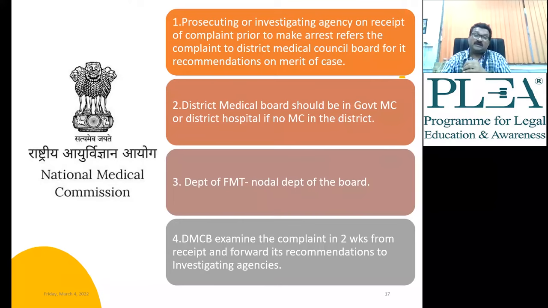Then it said, if there are government medical colleges, just like we have in Mumbai and Pune, multiple districts have them, and there the department of FMT, that is our department, forensic medicine and toxicology, should be the nodal department of this board. Then it says the DMCB examines the complaint in 2 weeks. That is, the district medical board should examine the complaint within 2 weeks, that is 15 days, from its receipt, and forward its recommendation to the investigating agencies.